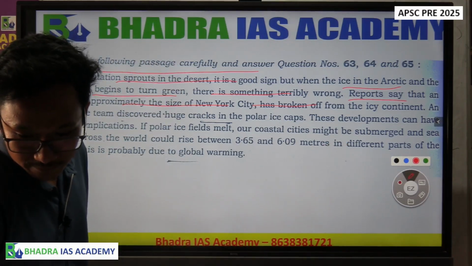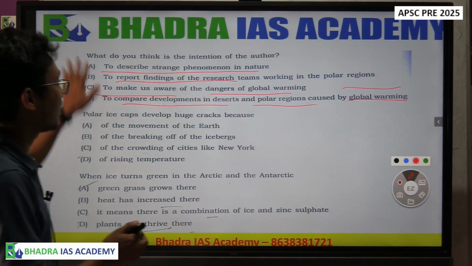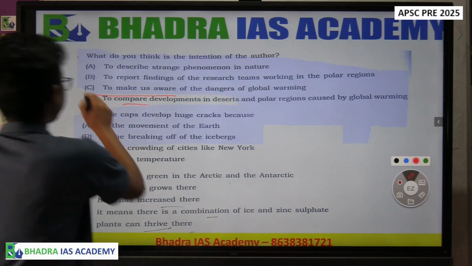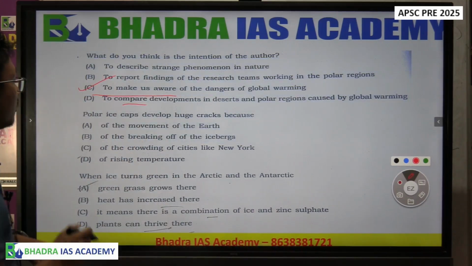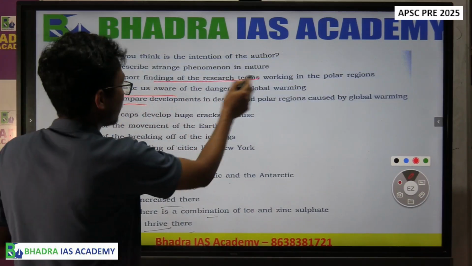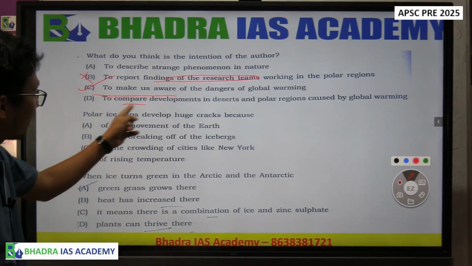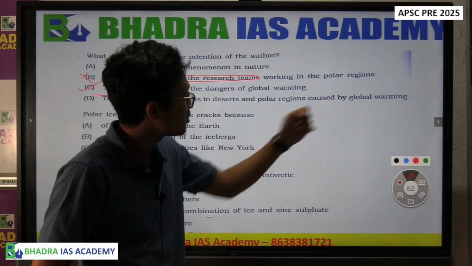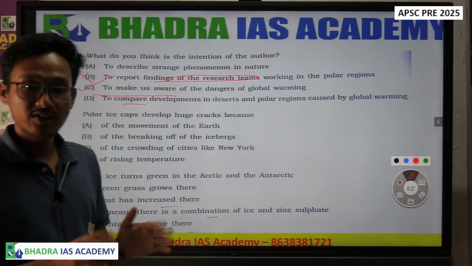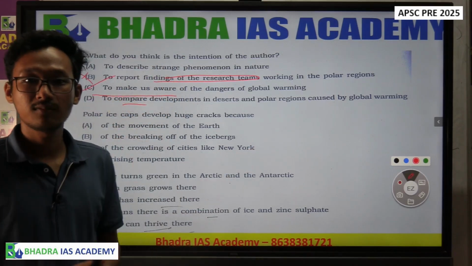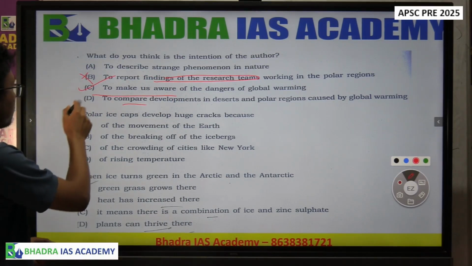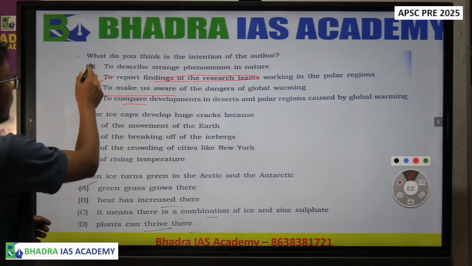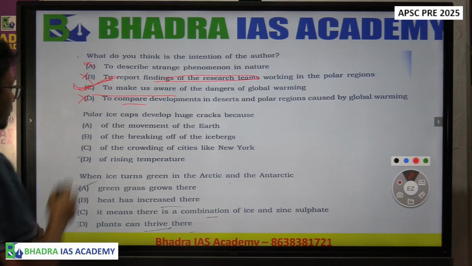So if I notice here, mainly global warming is what is being talked about. Okay, so research is not discussed here. Then, compare developments in deserts and polar regions caused by global warming. So deserts are mentioned but only as a beginning. Okay, so it is not that, so and it is not that, so this is the correct answer.